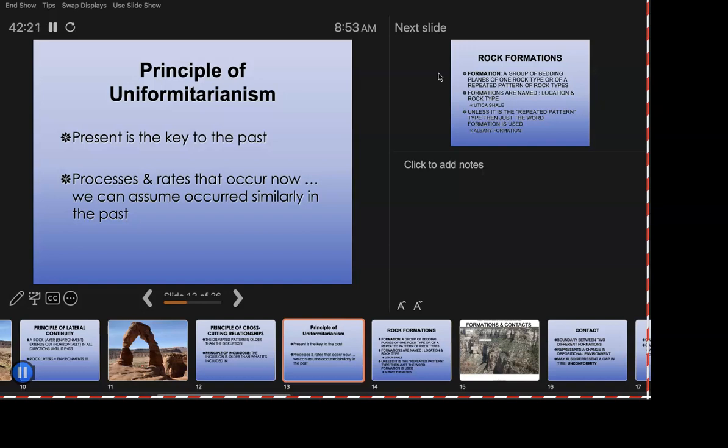You just can't strictly abide by it, but it is a starting point. It is a starting point.